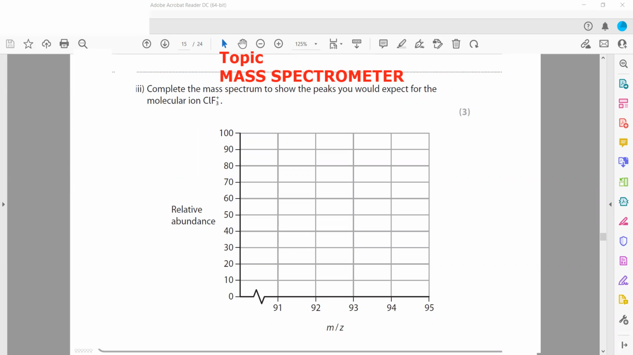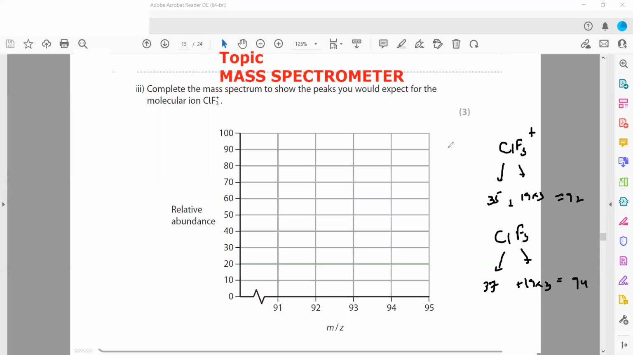So where do we expect the peaks? If it is chlorine-35 in ClF3, this will be 35, and fluorine is 19 multiplied by 3. Each fluorine is 19, so 19 times 3 is 57, plus 35 equals 92. So we expect this peak at 92. And the other one might be chlorine-37, with 19 multiplied by 3, so this will be 94.